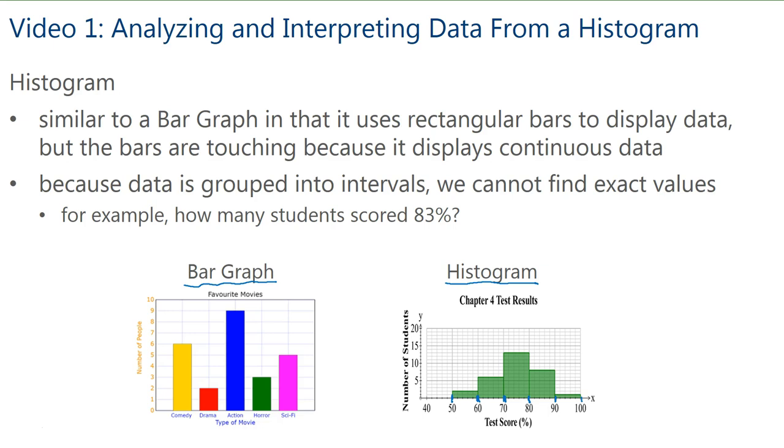Now, because data is grouped into intervals, we can't find exact values. So for example, in the histogram, we can't determine how many students scored 83%. We do know all of those who scored between 80 and 90, but we can't tell how many scored 83%. We don't know any exact values. So that is one disadvantage of a histogram.